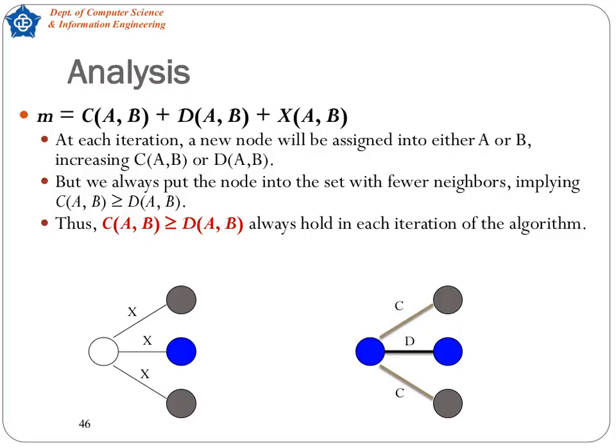To help visualize these concepts, let's now turn our attention to the diagrams at the bottom of the slide. The figure on the left perfectly illustrates a new, unassigned node, depicted as that white circle. Notice how all of its potential connections to existing nodes, both the blue ones and the gray ones, are initially labeled with X. This helps us visualize precisely what XAB quantifies. The initial, unassigned connectivity of a node before it's placed into either set A or set B.